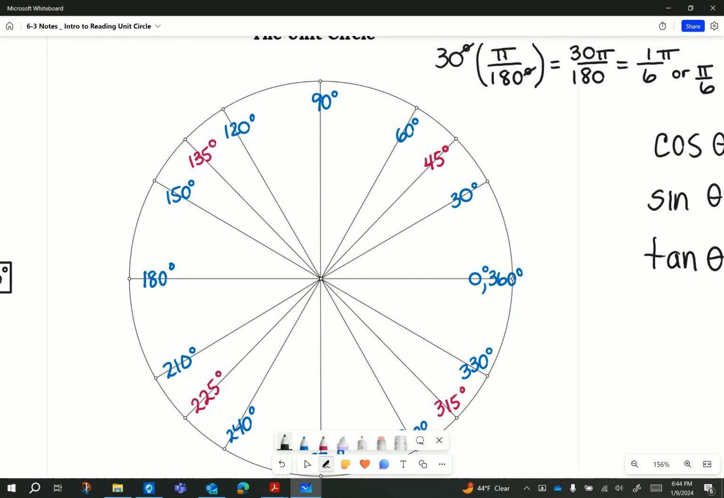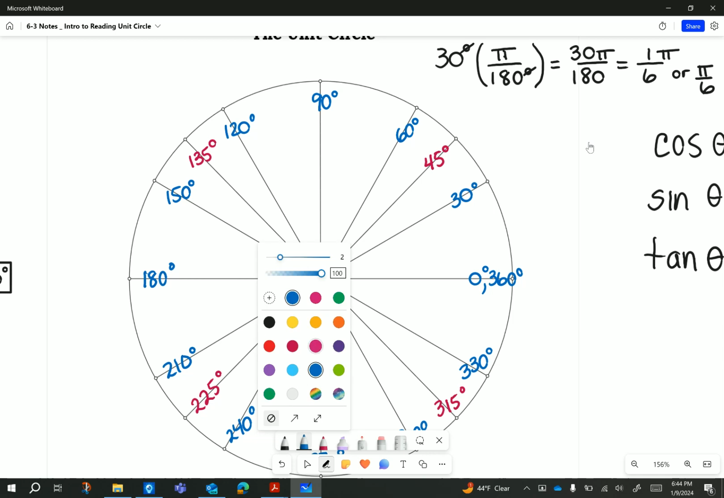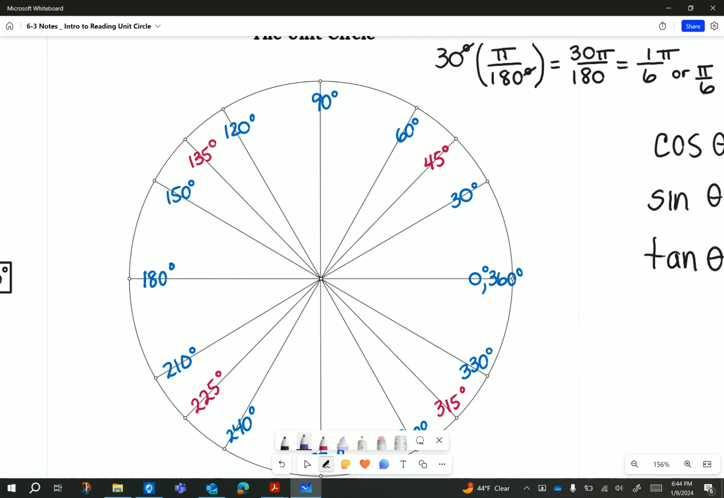So right here next to the 30, let us choose a different color. We are going to find a color that stands out. So let's use purple, all right? So 30 is the same thing as pi over 6. So I'm going to put it right there. And by the way, let's start with 0 radians as well in purple.